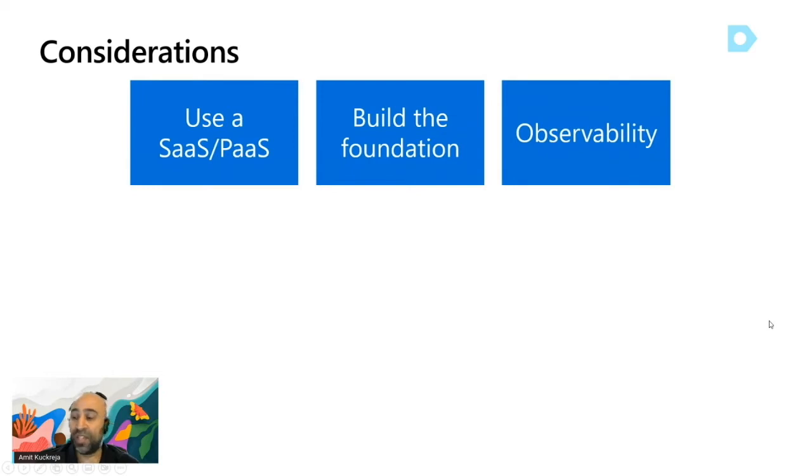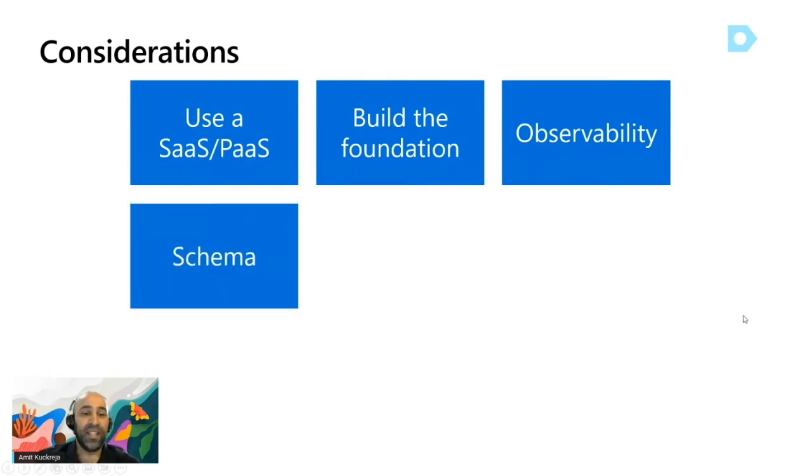Take your time to build the foundation and make sure your developers understand and know why you're doing things this way. Observability: it becomes a lot harder to follow and understand how your system works. You really need to build that observability in from the ground up, so that when an error happens, when you're trying to figure out what your system is doing, you can trace a message throughout its flow.